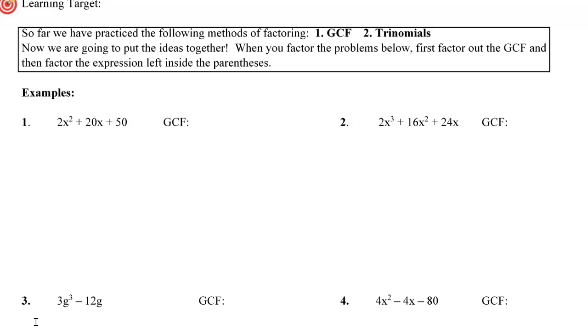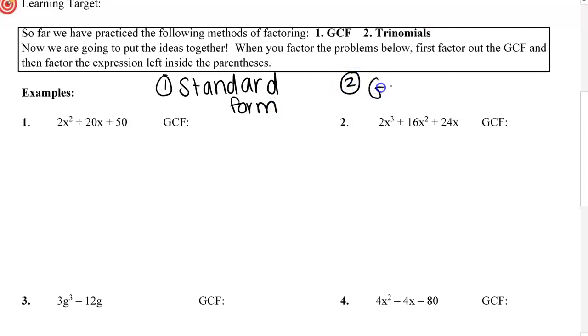So keep in mind when you're factoring, you want it first to be in standard form. So check that it's in standard form, meaning that the x squared comes first, then the x term, then the constant. Okay, then you want to check for a GCF. And then you are going to continue to factor. In this case, it'll be factoring a trinomial.